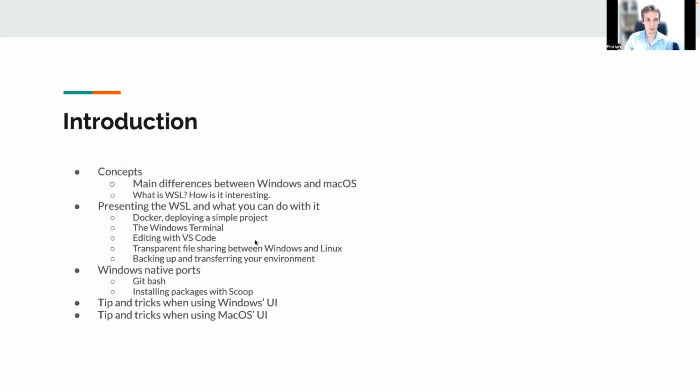So here's the introduction. That's basically the table of contents. We're going to talk about the main conceptual differences between Windows and macOS, and we'll talk about the WSL, what it is, and also show a bit of the history, what led us, because that's the main technology that allows us to develop natively like you're on Linux. And also I'll add some more tips and tricks after that.